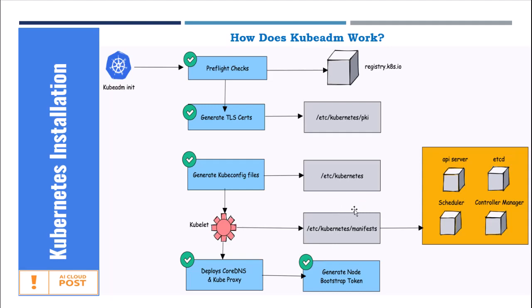Then the kubelet manifest files. Kubelet will interact with the manifest files: etcd, controller, scheduler, API server. These are the control plane components. And then deploy DNS and proxy, and generate the bootstrap token. This is the way the installation is taken care of by kubeadm init.